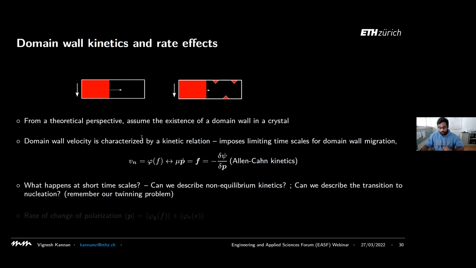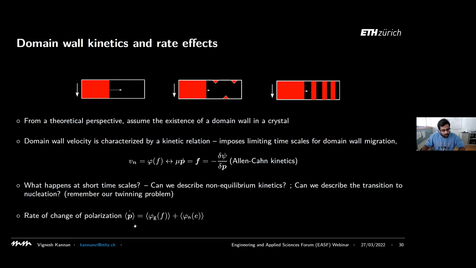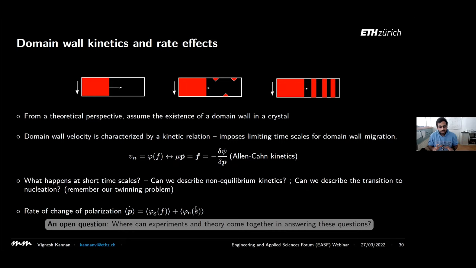And this is a hypothesis based on what we saw in the mechanical experiments on magnesium before, right? So now if we define an average rate of change of polarization, you can characterize it as a growth kinetics and a nucleation kinetics term, just like we looked at in the mechanical problem again. But this is an open question. How do we actually bring high resolution experiments and classical theory that we've looked at to answer some of these questions? And I'm going to leave you with this question.